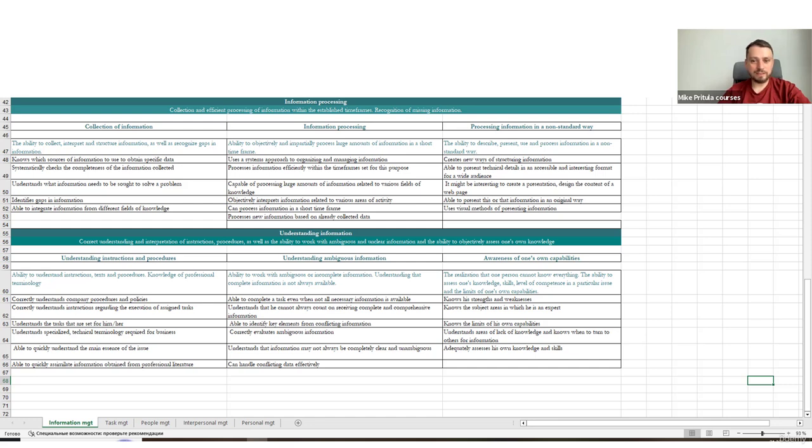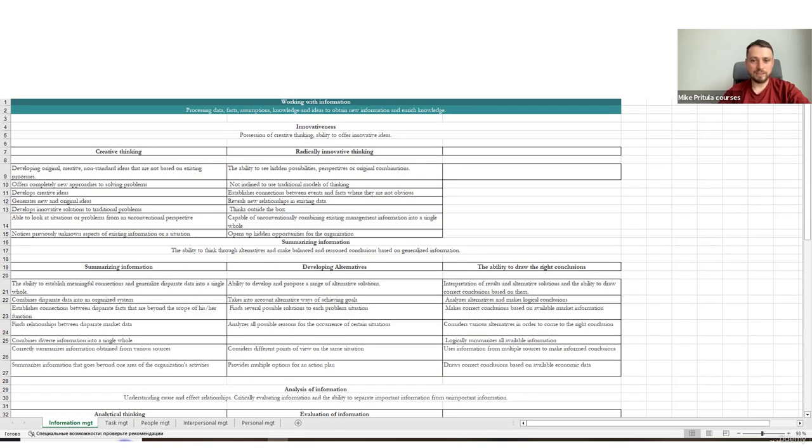And each competency is divided into several areas. It is understanding instructions and procedures, understanding ambiguous information, and recognizing one's own capabilities. And within these are behavioral indicators. This model is good if you need to develop competencies individually for different positions. You understand that for top positions, you will use something from the higher level, and for lower level employees from the lower level, but you will be following the general direction of working with information. That is the approach.